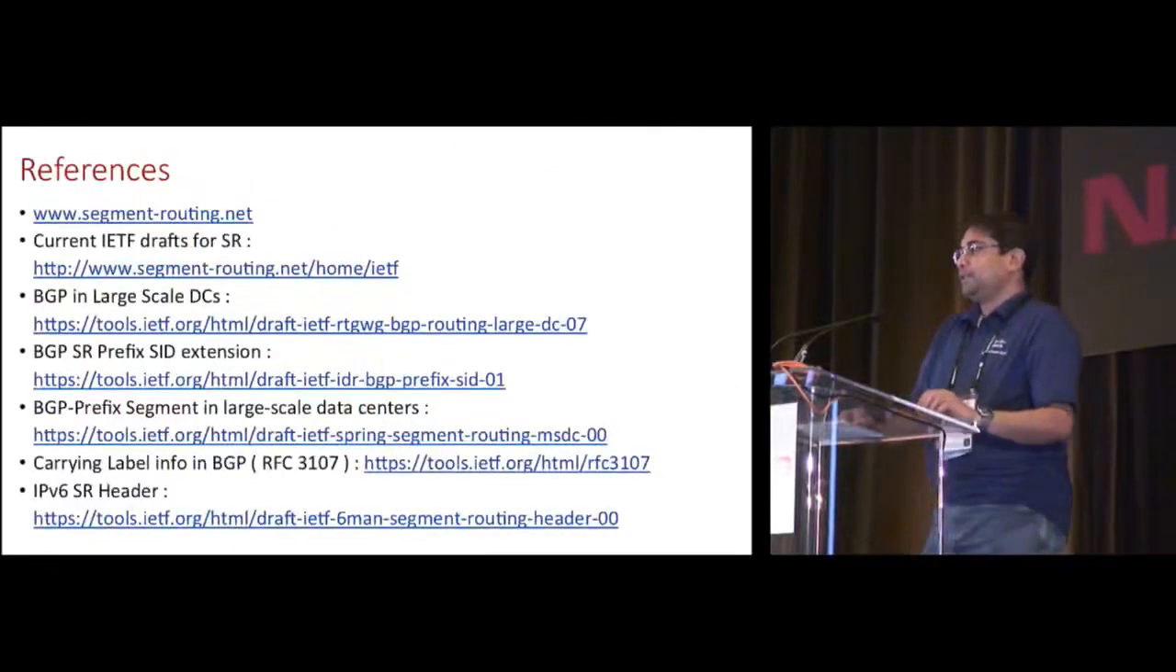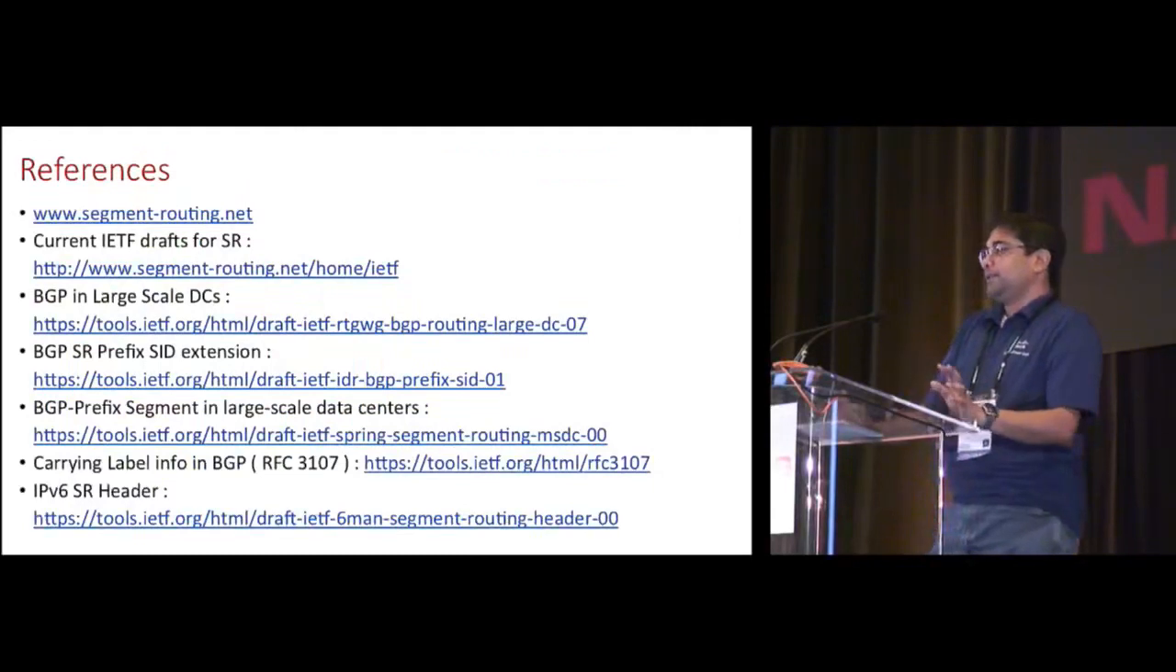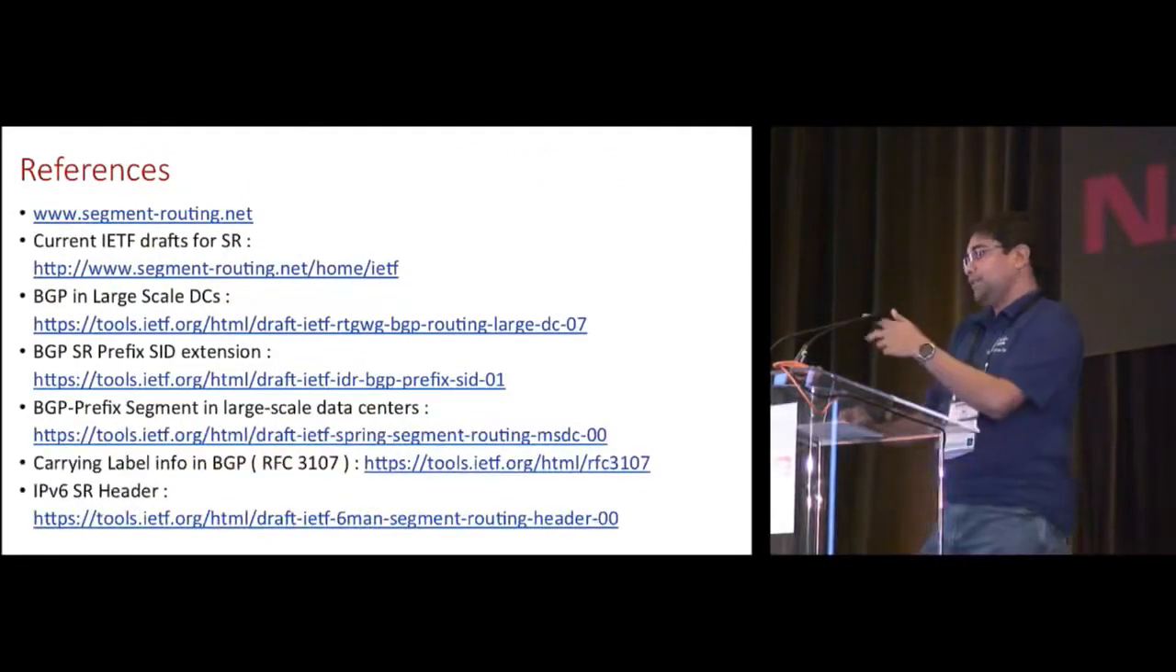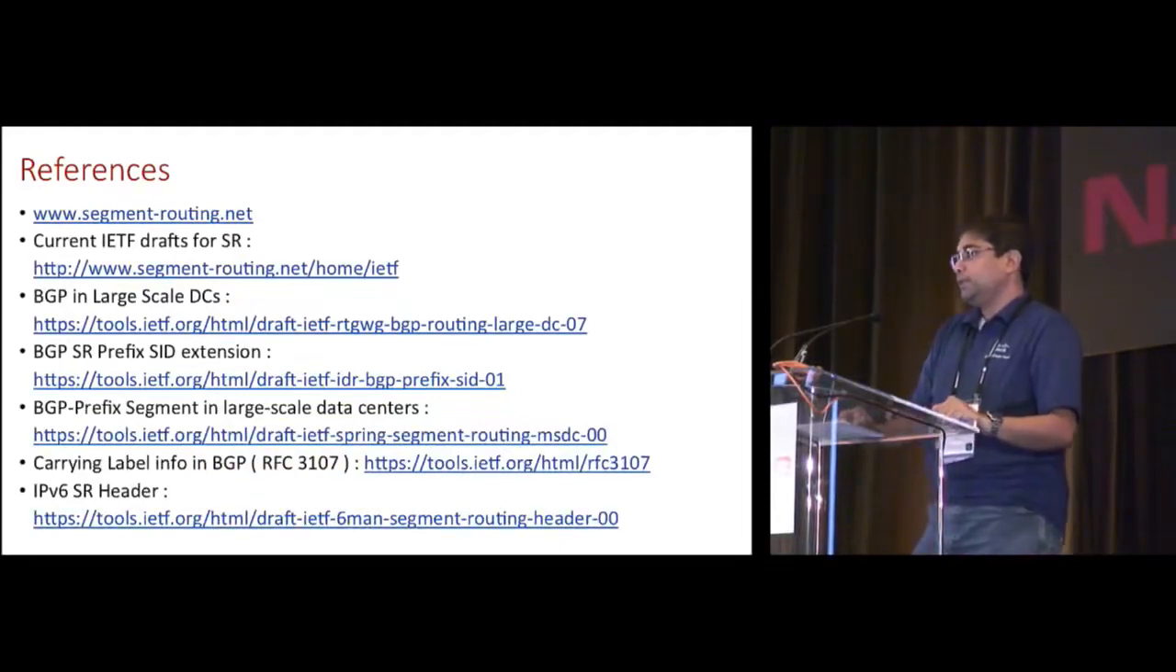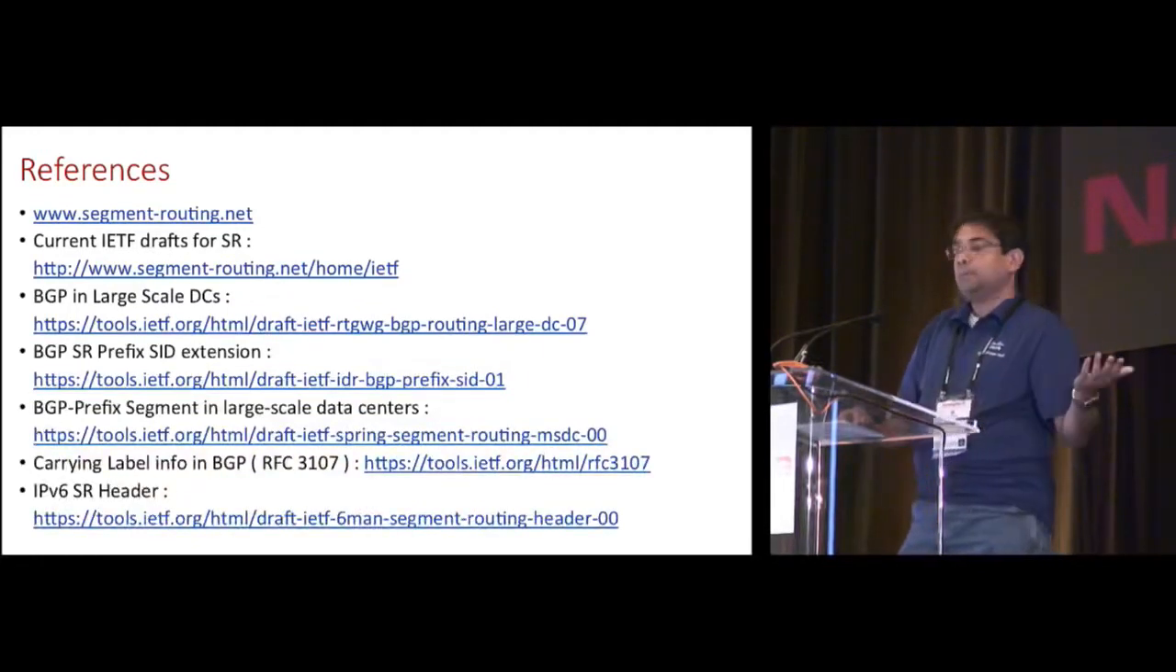These are the references. The first one is pretty much the one-stop shop for everything segment routing. You can just go there, all the drafts are mentioned there. I still mention the key drafts which I mostly used for this presentation. Of course, I also mentioned the RFC for BGP labeled unicast, which is used in the MPLS data plane.